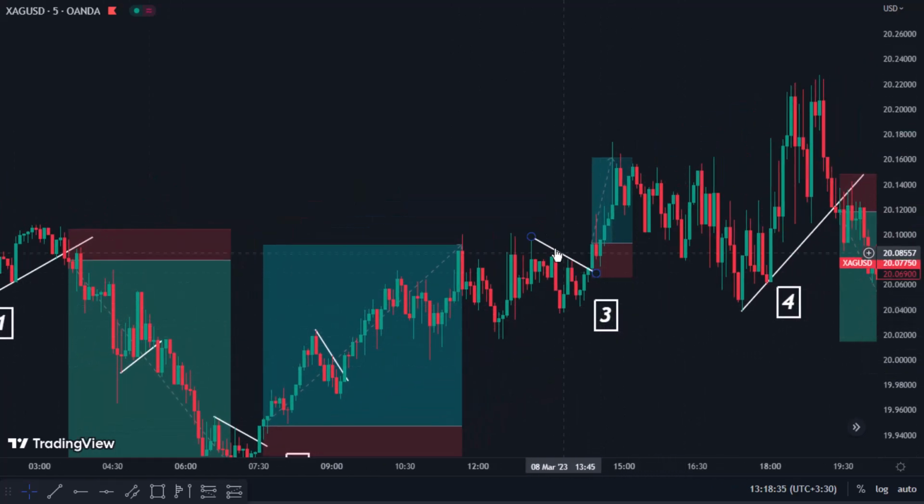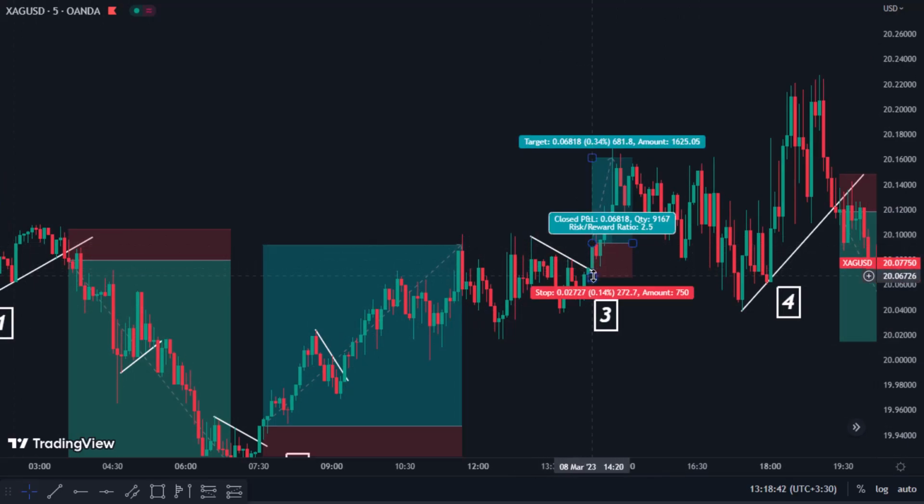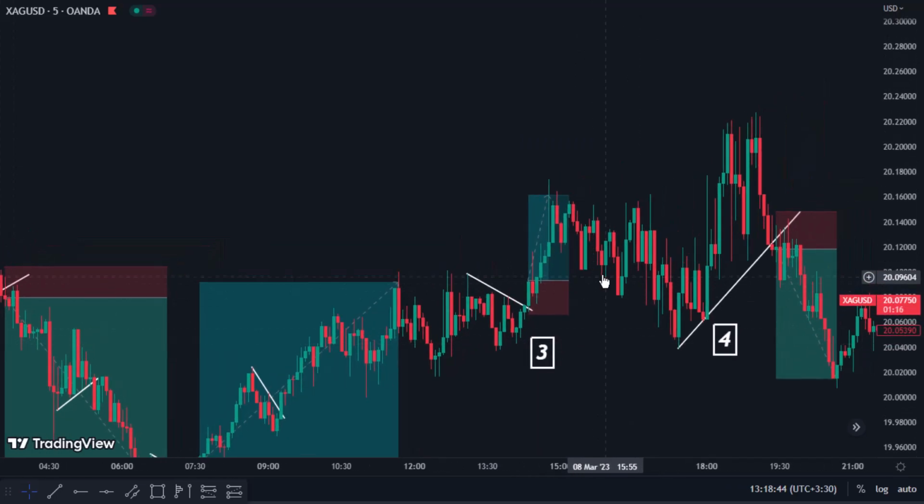On the trade 3 we have a trend line with 3 touches. On the first time it is broken, we enter the buy position, put our stop loss below the candle, and it gives us a reward of 2.5.